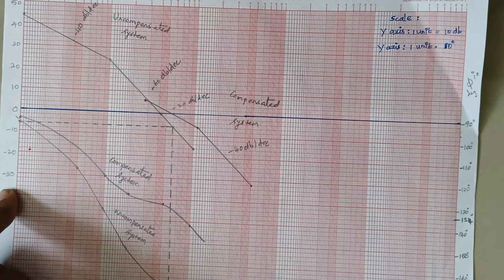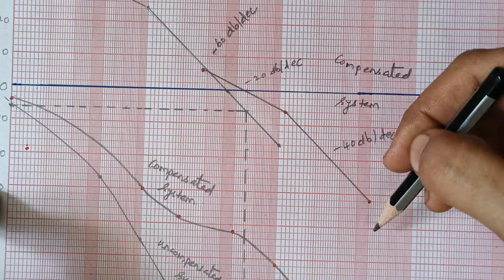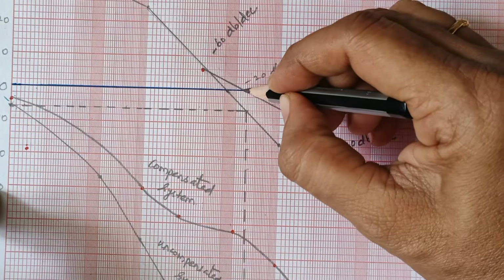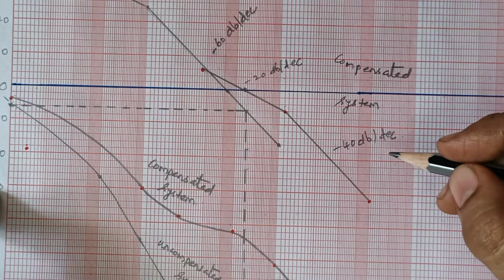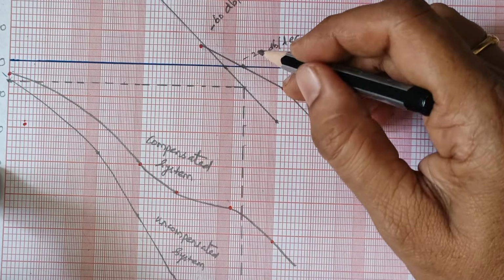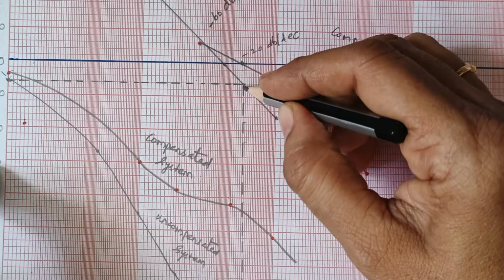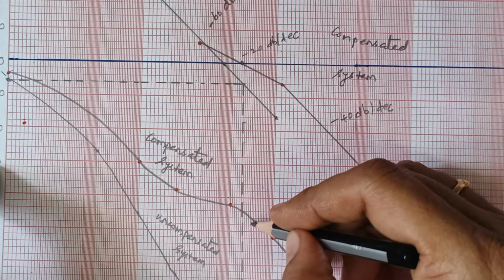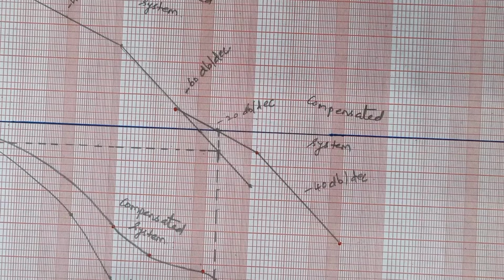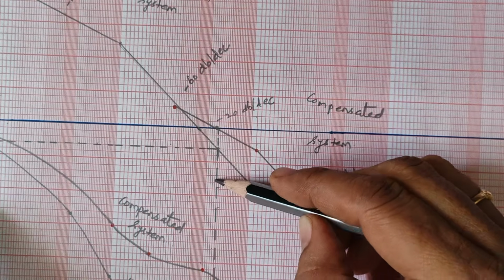Wait, let me zoom in. So again to calculate the phase margin, you see this is our compensated system, right? This compensated system crosses this 0 dB line at this particular point. Again just draw a line from this point till it meets our phase plot of the compensated system. So when you draw a line using a scale, hopefully this will coincide with this line. Wait, let me draw using a scale. So when I draw a line, you see this exactly coincides with the line which we had already drawn, right?